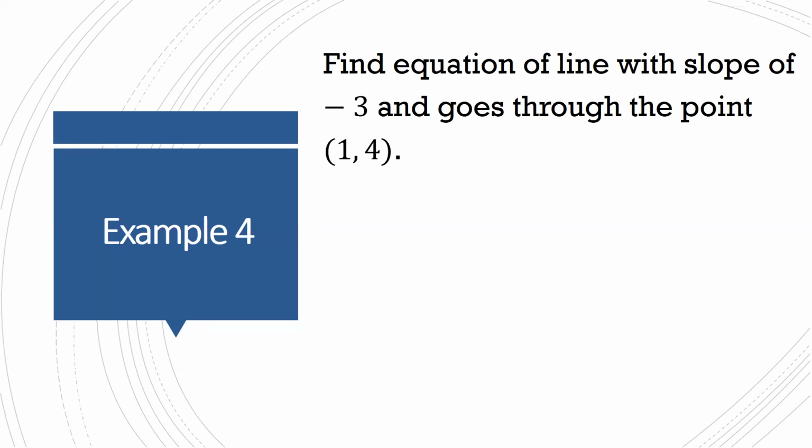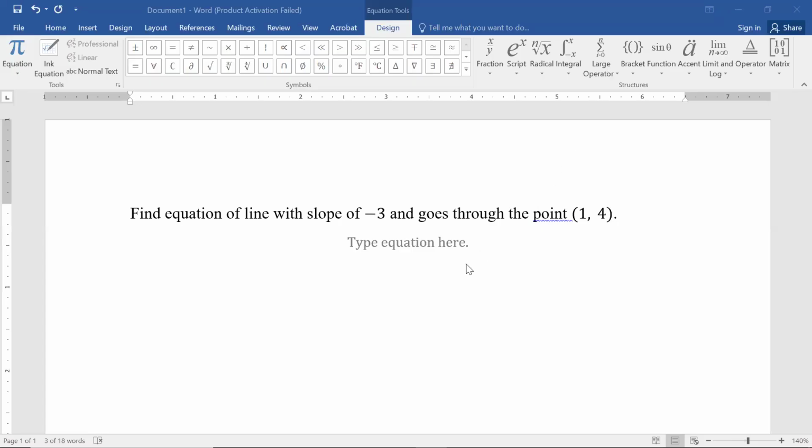Let's do one more example. We're going to find the equation of a line with slope of -3 that goes through the point 1, 4. Again, if you want to try it, push pause on the video. I'll give a few seconds and then I'll solve it. So here we go. We find the equation of a line with slope of -3 going through the point 1, 4.